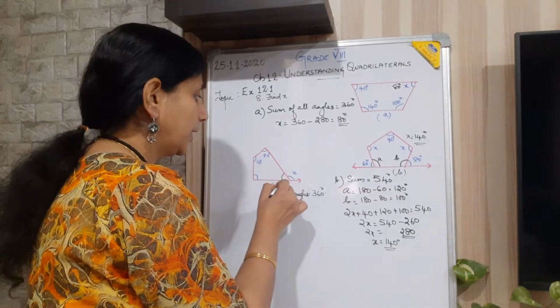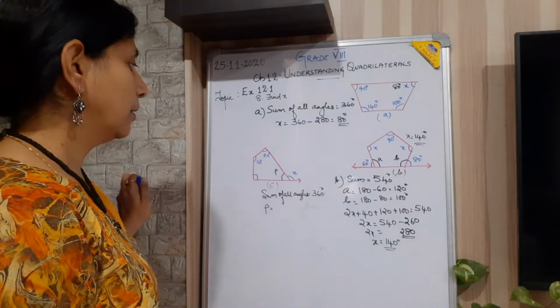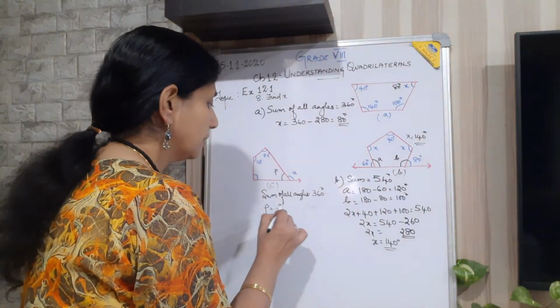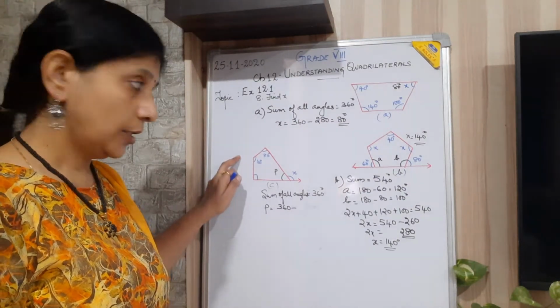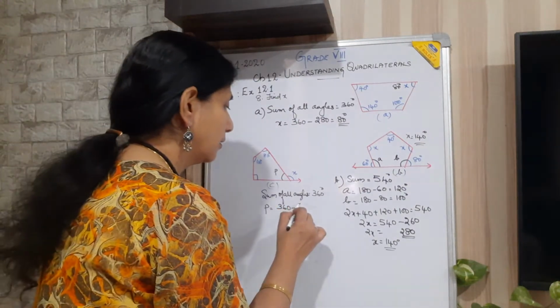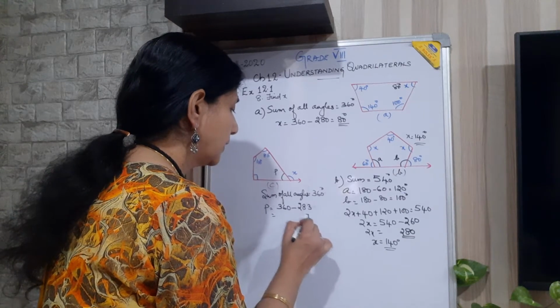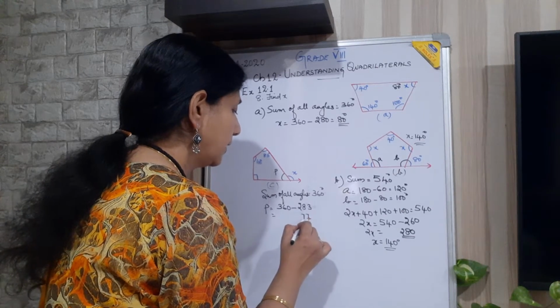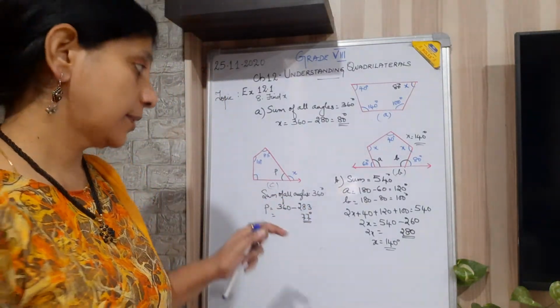So this I am putting it as P. So P equals, how much it should be? 360 minus the whole sum. 90 plus 110 is 200, so 283. So 10 minus this one is 7, 15 minus 8, 7. So it is 77 degree. So P you got it as 77.